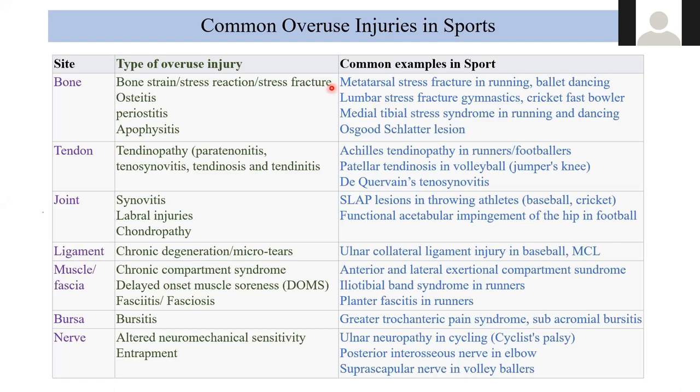Overuse injuries of the nerve are due to altered neural mechanical sensitivity or entrapment, commonly ulnar nerve entrapment in the hand, where it's cyclist's palsy, posterior interosseous nerve entrapment in the elbow, and suprascapular nerve entrapment in volleyball players. So these are the common types of overuse injuries and their examples.